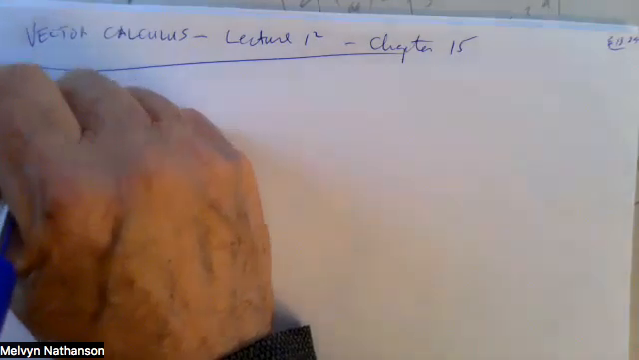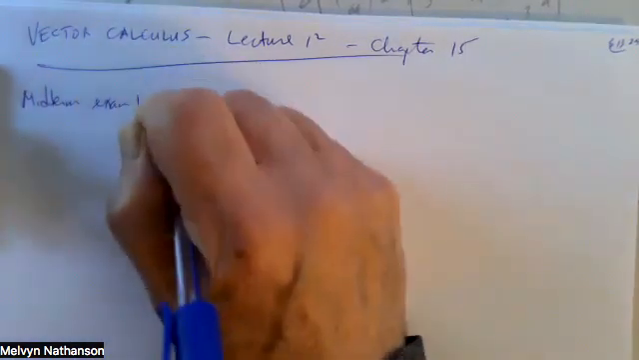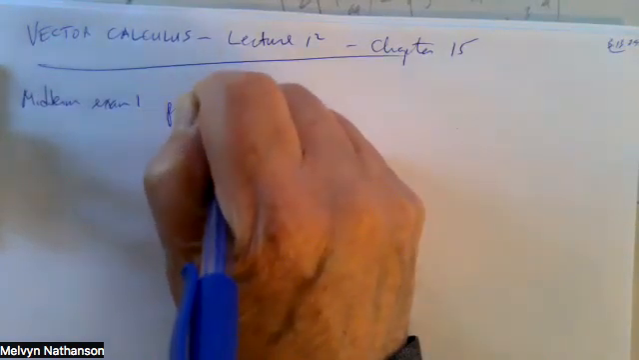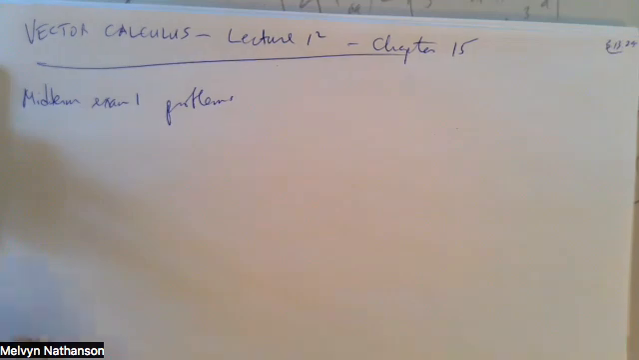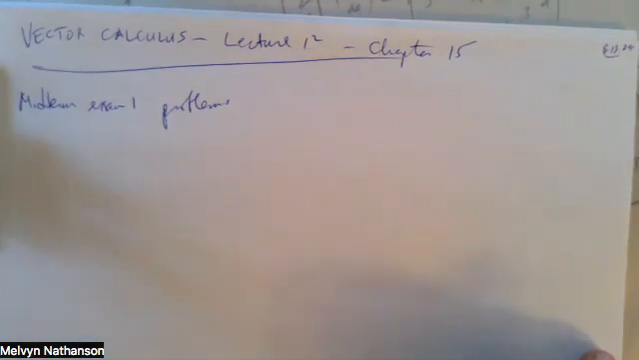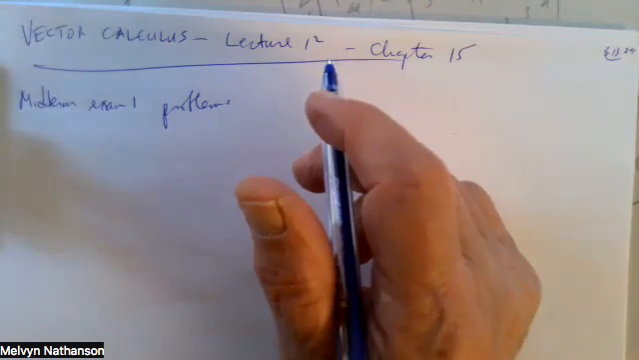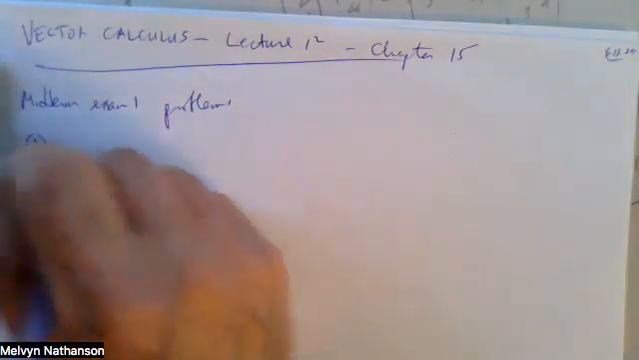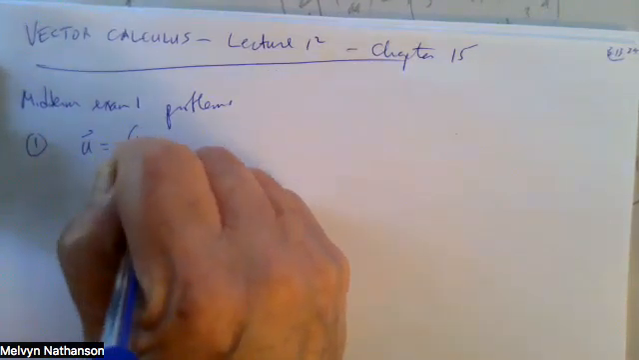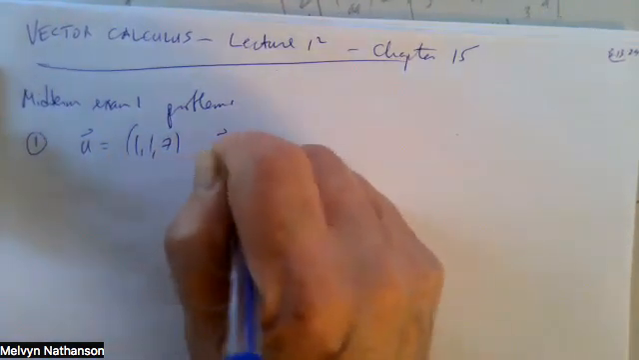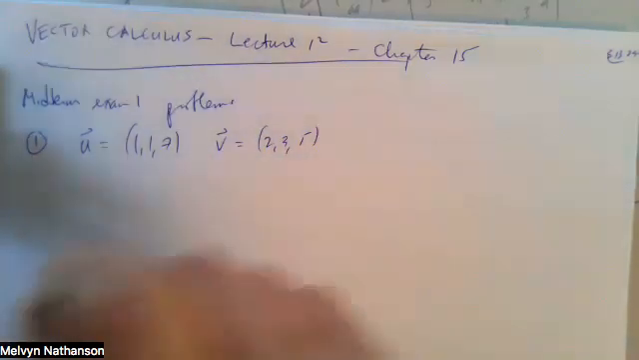So midterm exam 1 problems. So in problem 1, we have the vectors u equal to 1, 1, 7, and v equal to 2, 3, 5.